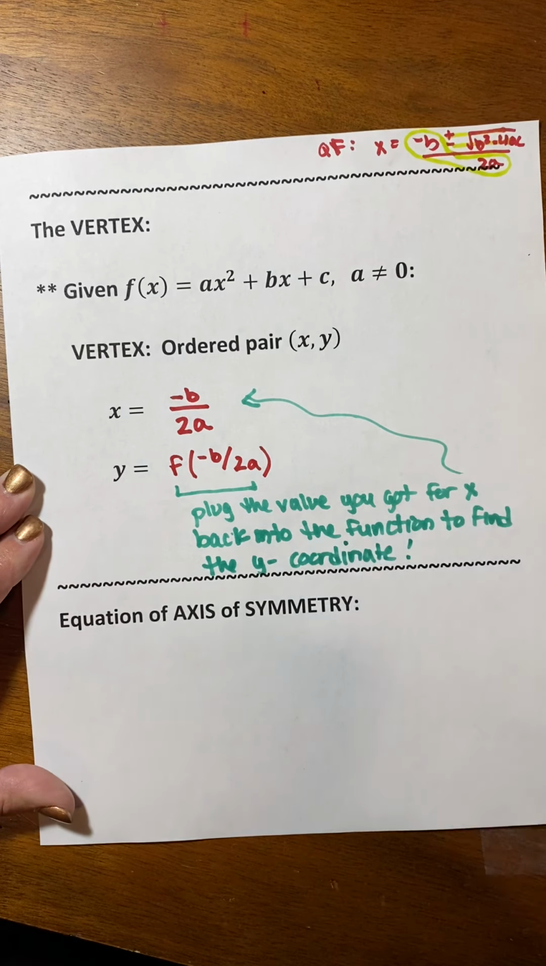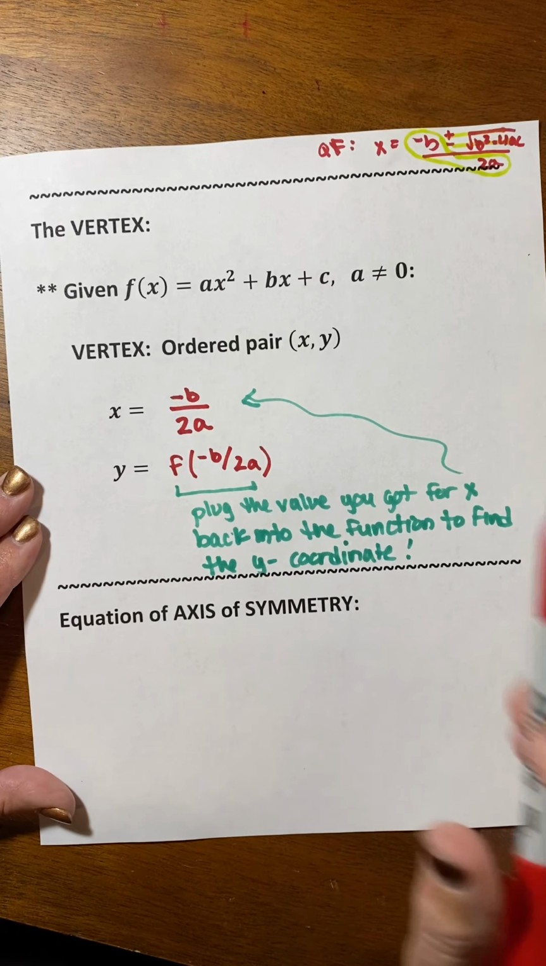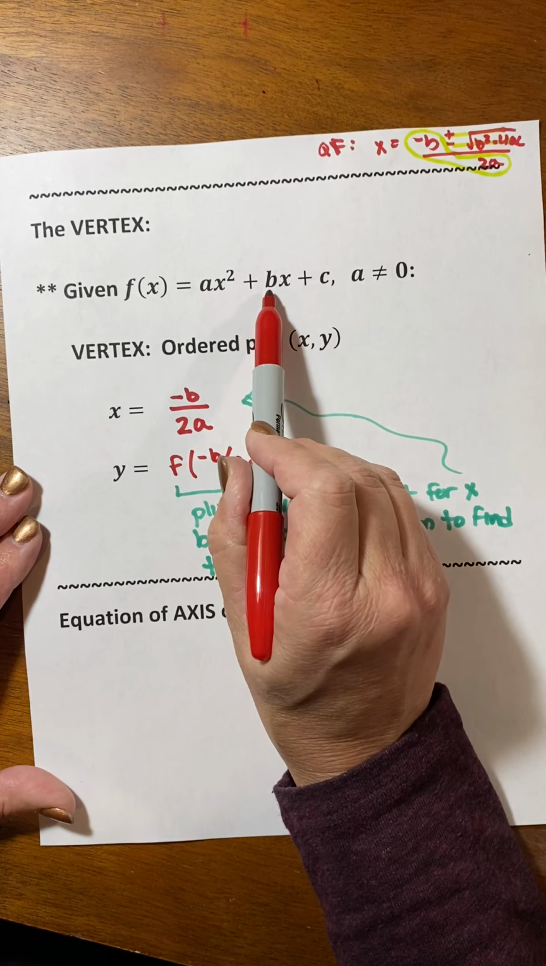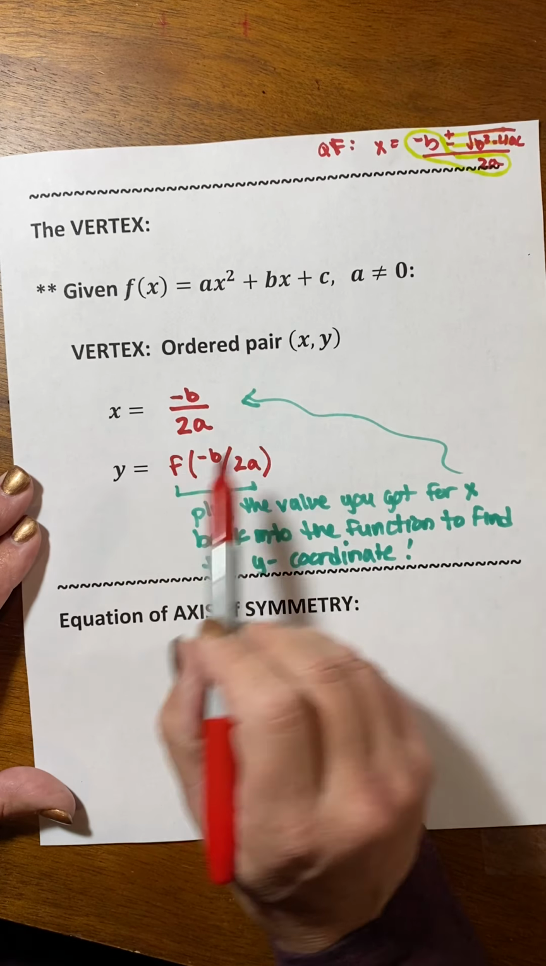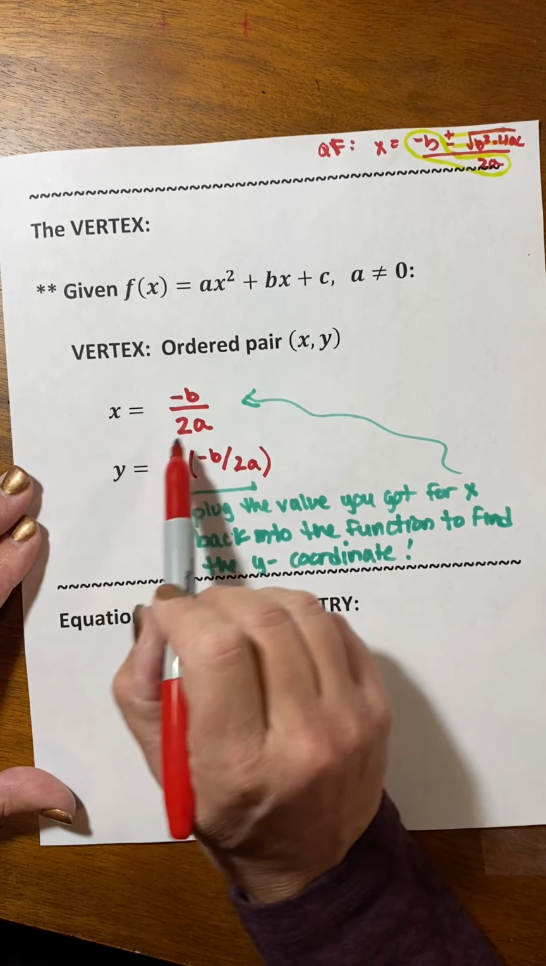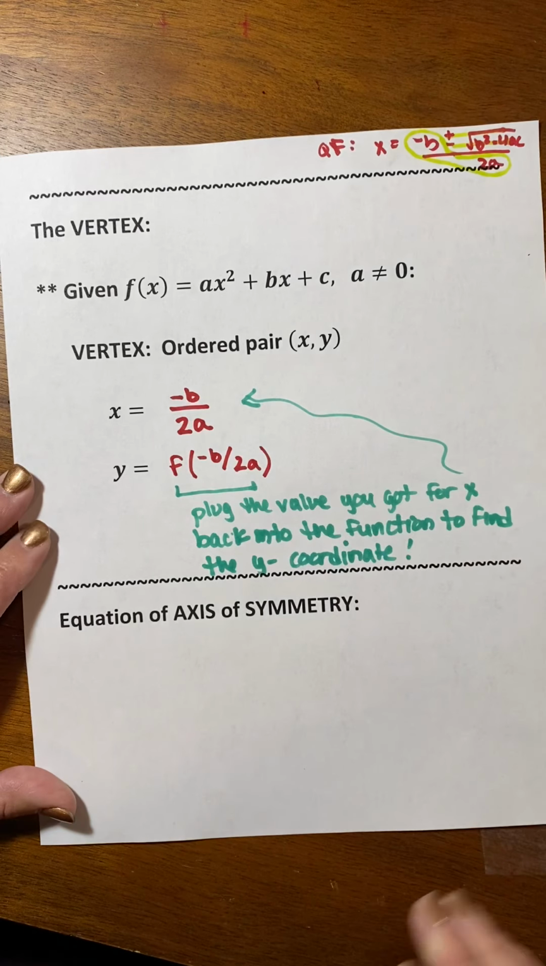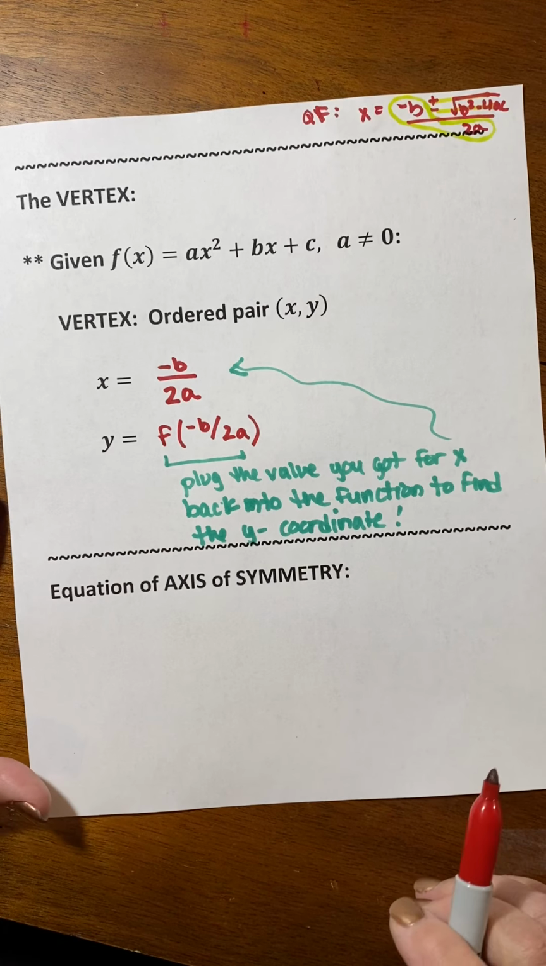So we find the value of x, looking at my quadratic equation, by taking the opposite of b and dividing it by 2a. That's going to give me the x coordinate of the vertex. And then to find the y value, we just take whatever we found for x and stick it back in and use that y value. We'll do that in a moment.